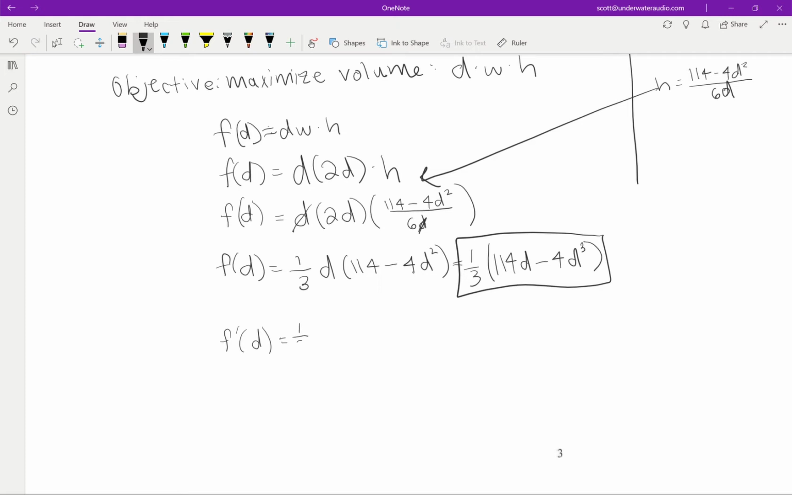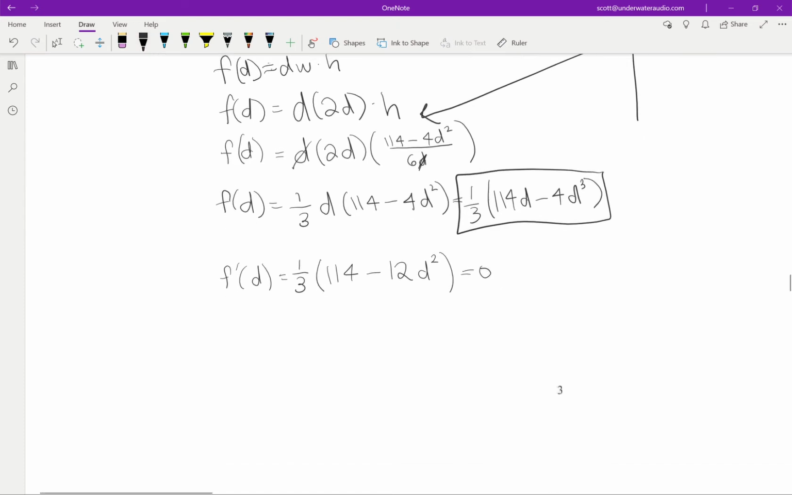So I'll just do 1/3 and then 114d, the derivative of that would just be 114. And then the derivative of minus 4d cubed would be minus 12d squared. And then I would set this equal to 0 and solve. So 114 minus 12d squared equals 0.